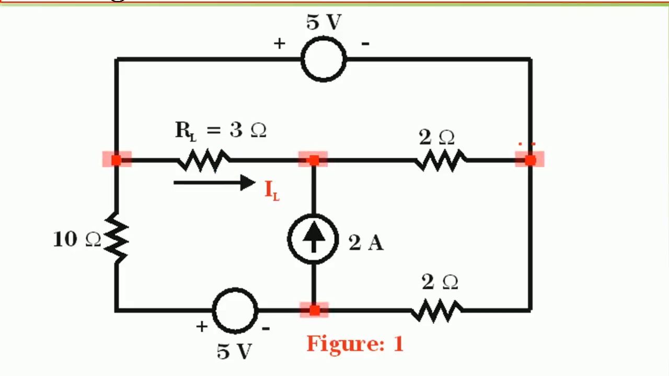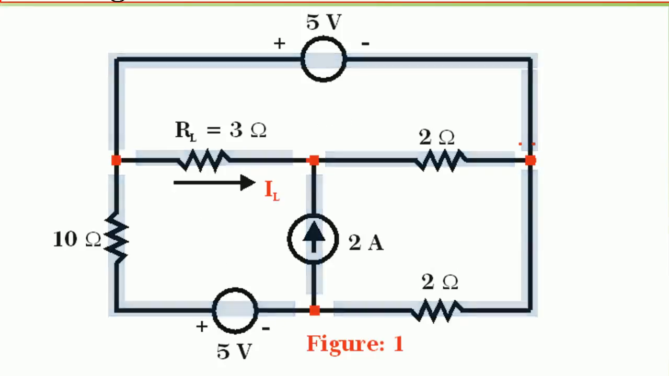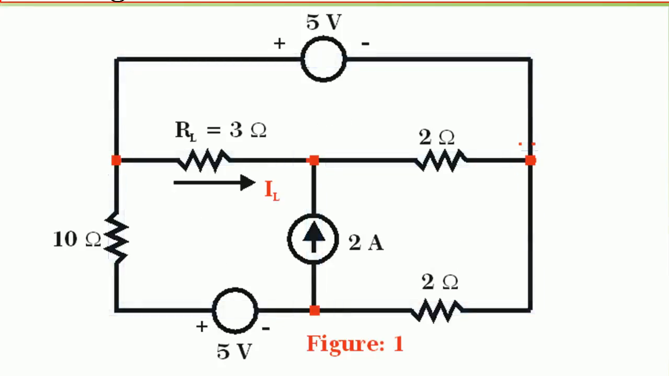It has 4 junction nodes, 3 independent loops and 6 branches. Also, it has 2 independent voltage sources, one ideal voltage source of 5 volts and the other of 5 volts in series with 10 ohm. It also has one ideal current source of 2 amperes.